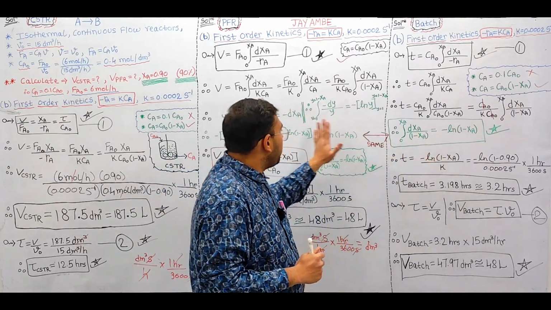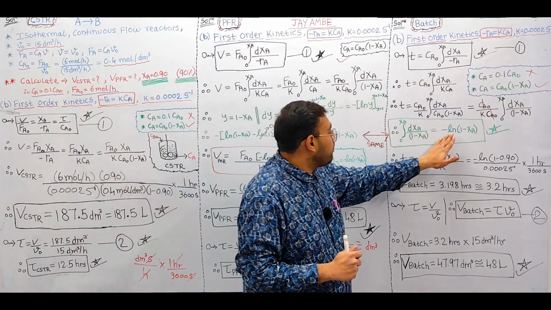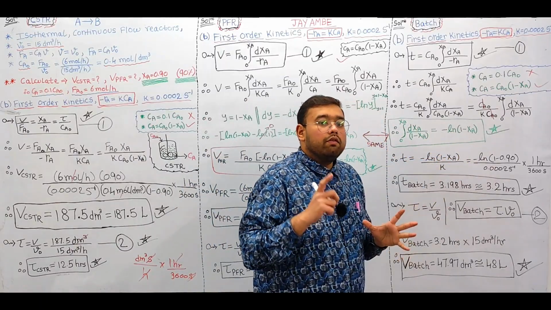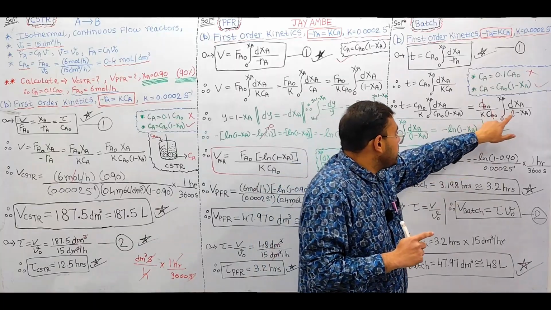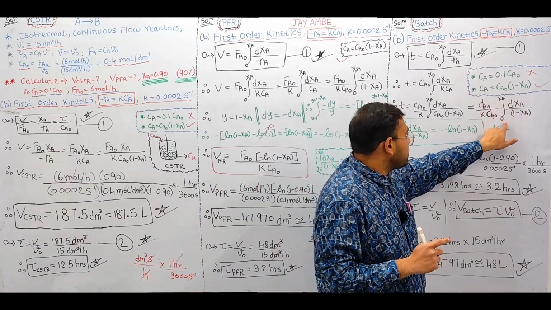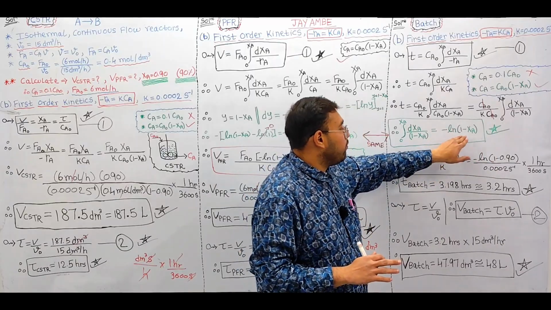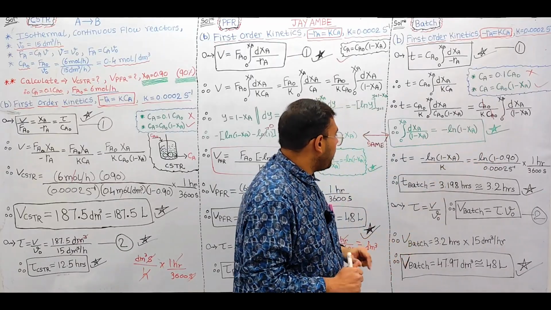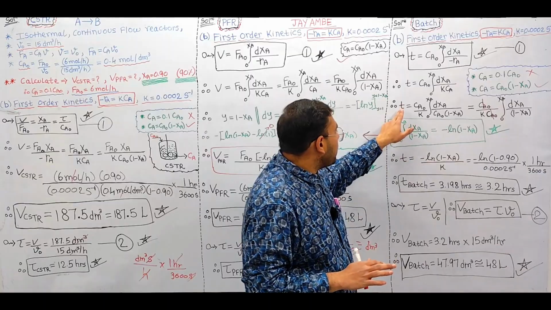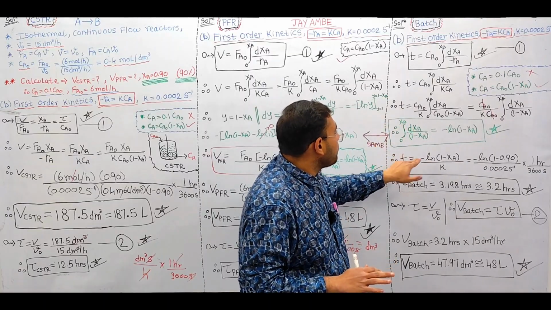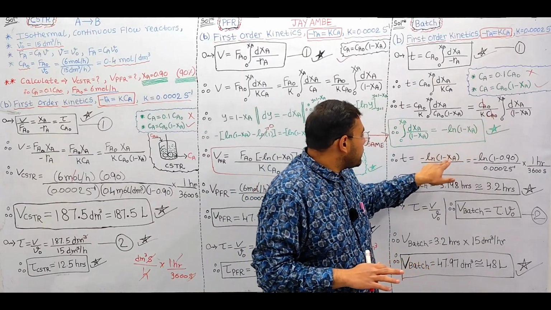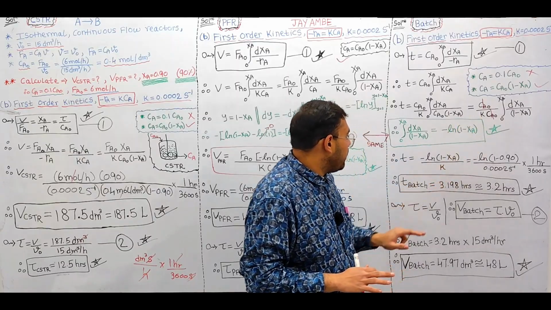So we'll use the same procedure to solve the integral form, or we will remember that if we have this type of integral, integration of 0 to XA dXA upon 1 minus XA, then the answer will be minus ln 1 minus XA. I hope you have understood. So finally we can formulate it as t is equal to minus ln 1 minus XA divided by k.